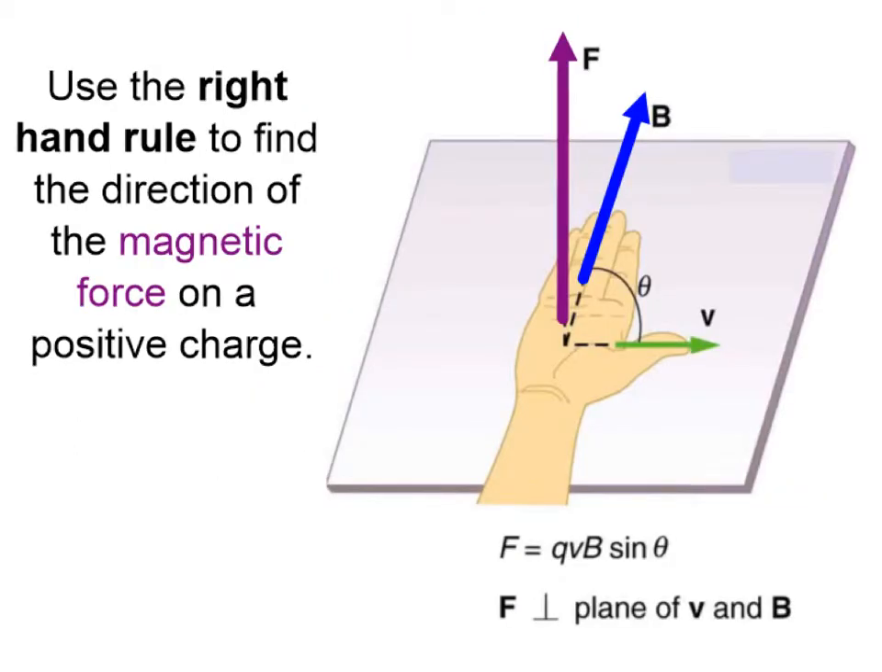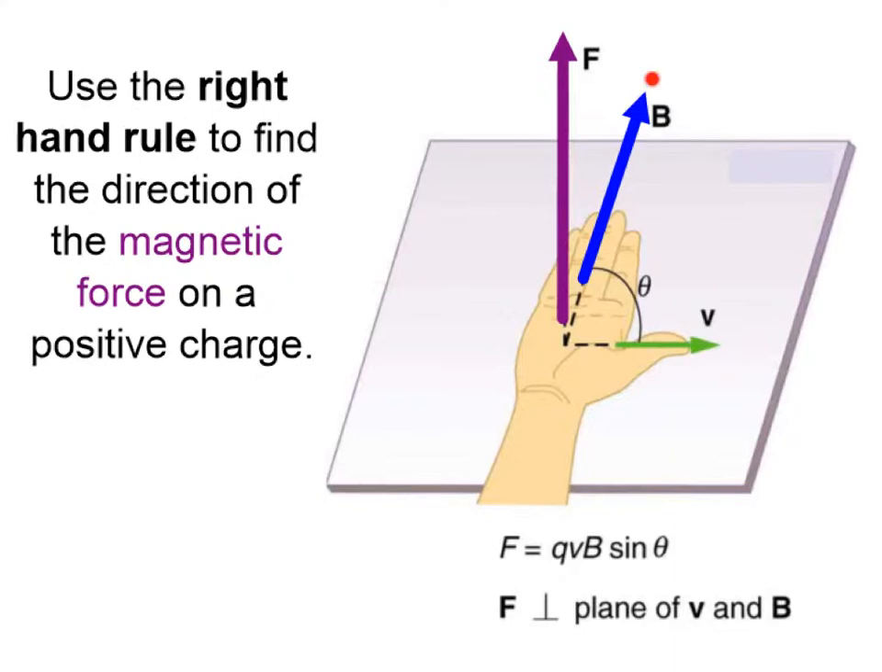So you can use your right hand once again to find out the direction of magnetic force on a positive charge. When you hold your hand out, make sure your thumb is pointing in the direction that positive charge is moving, and have your fingers line up in the direction of the magnetic field, and your palm will be facing the direction of the magnetic force.